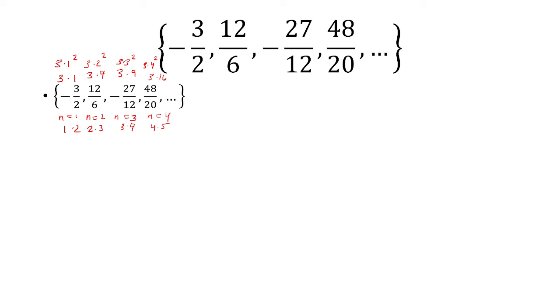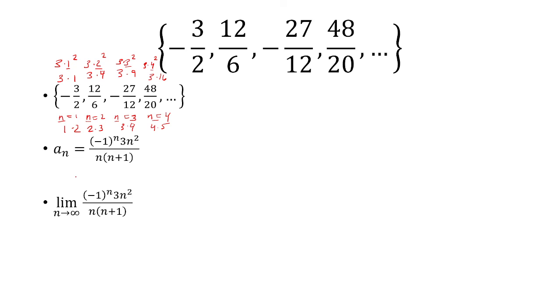Obviously 3 is present everywhere, so we're going to multiply by 3. And then notice that the 1, the 2, the 3, and the 4 correspond with the n's. So that'd be 3 times n squared. In the denominator, we have 1 times 2. So when n is 1, you have n times n plus 1. And because the sign alternates, we just put negative 1 to the nth power. Okay, so that's our formula.